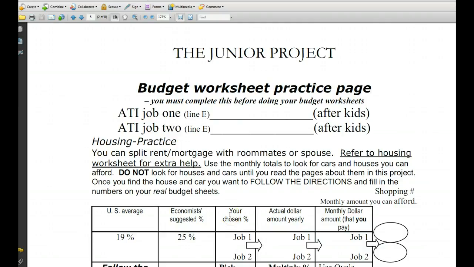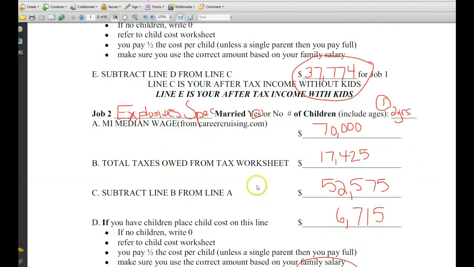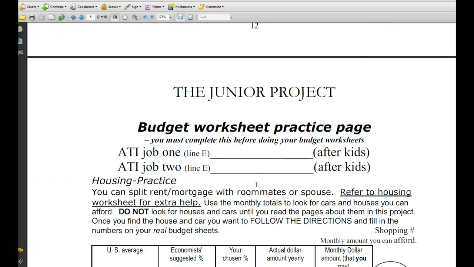Now, the cost of children, you do not need to keep in your packet. So if it helps to get rid of some of that paper, you may, once you've done that first sheet, like we've done in the previous video, then you can just get rid of it.